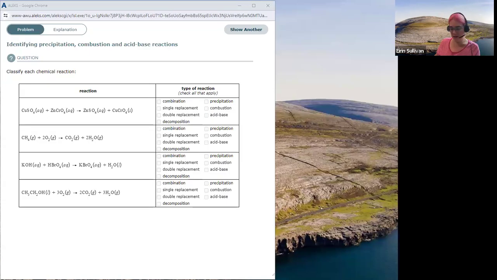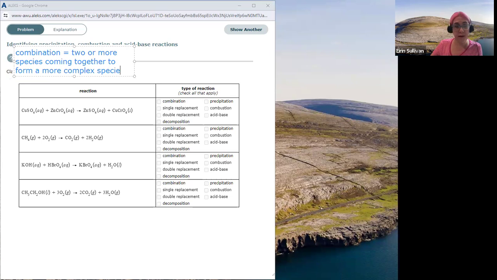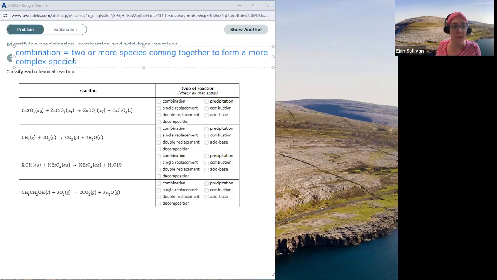All right, so identifying different kinds of chemical reactions. This is a little bit of review plus a little bit of something new. For example, we know that a combination reaction is two or more species coming together to form something more complex. So it could be elements coming together to form a compound, or it could be two smaller compounds coming together to form a bigger compound.